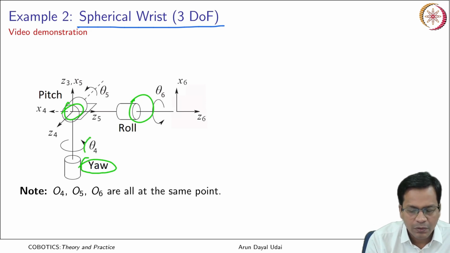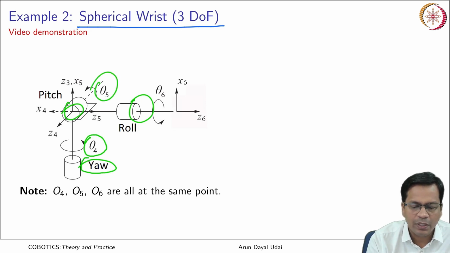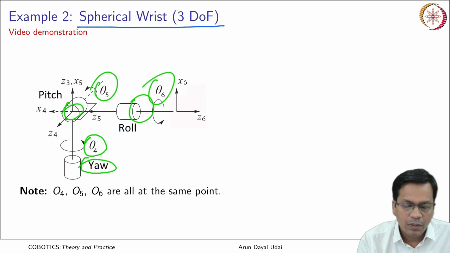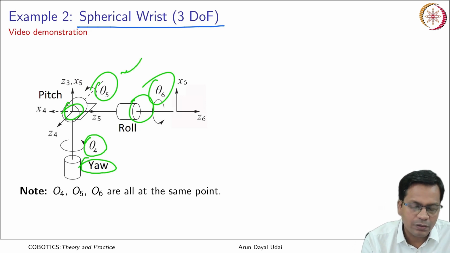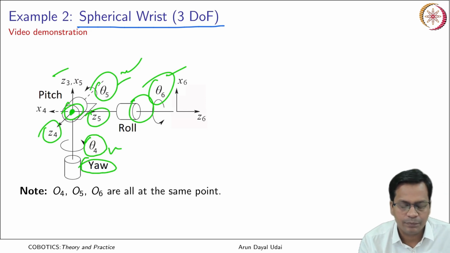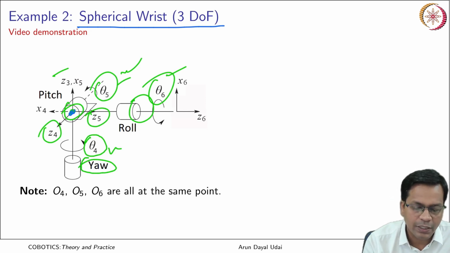So this is your displacement along axis 4, this is your displacement along axis 5, and finally that is your axis 6. So these motions are along. If it is theta 4, it is measured about the previous frame, that is Z3. Similarly, theta 5 moves along Z4, and theta 6 moves along Z5. All the 3 axes are intersecting here, so that becomes my wrist center point.